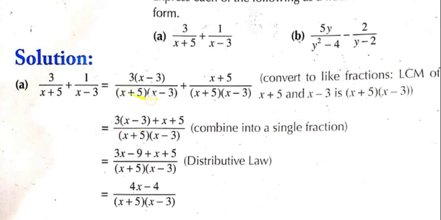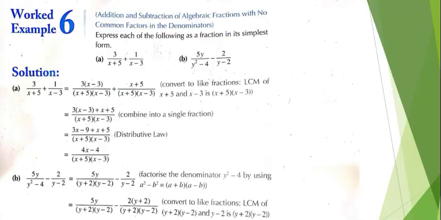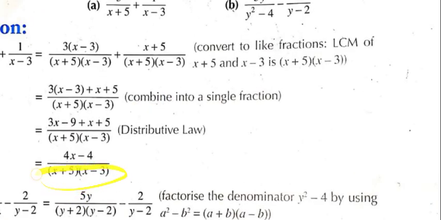So the numerator for this becomes 3 times x minus 3, which is 3x minus 9. This one becomes 1 times x plus 5, which is just x plus 5. Combine them together. 3x plus x, 4x, minus 9 plus 5 becomes minus 4. Done. You don't need to expand this denominator. Just let it be like that.